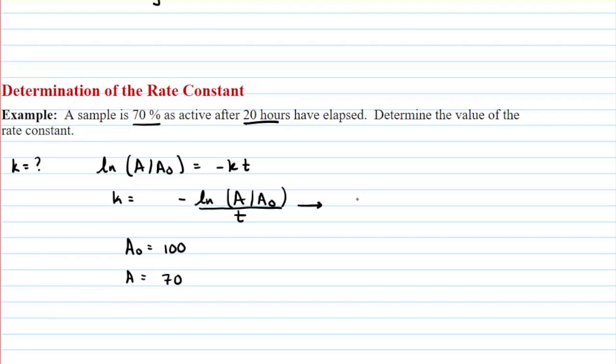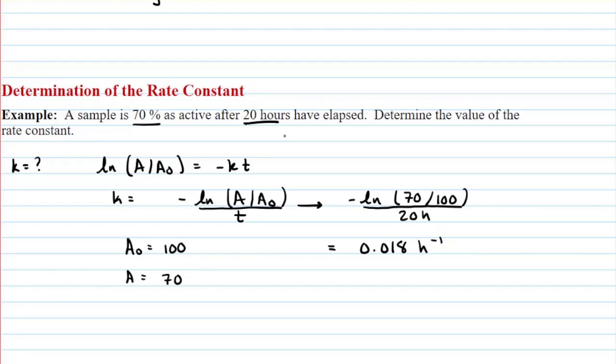All right, let's go ahead and fill in our values here. 70 over 100. And again, the A and A naught can be grams or moles or molarity. It doesn't matter as long as the units are the same. And over our time, which is going to be 20 hours. Okay, so if you throw that into your calculator, you should get 0.018. And what's the units? It's going to be per hour because our time here was in hours. So make sure our rate constant agrees with that.